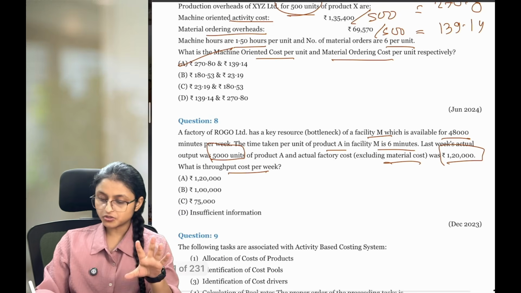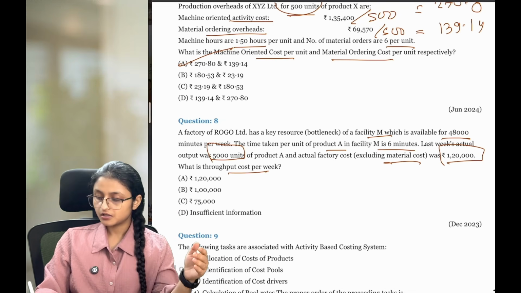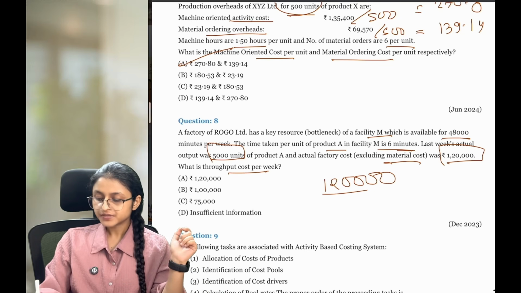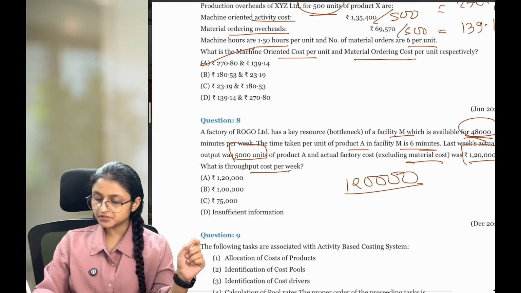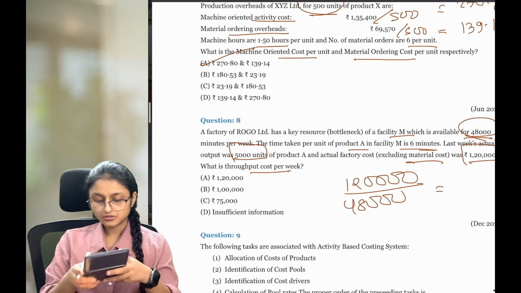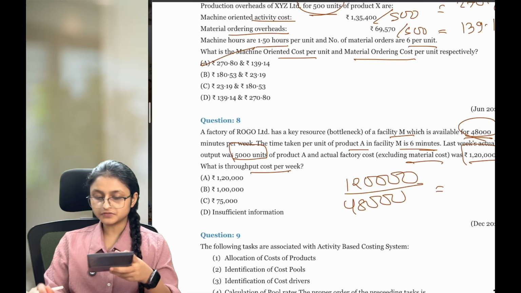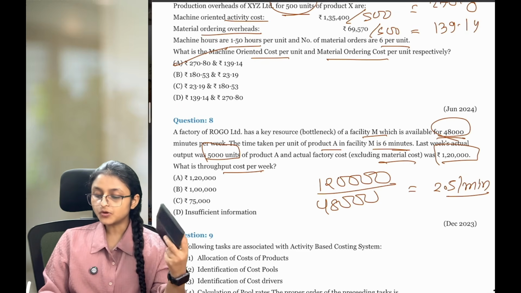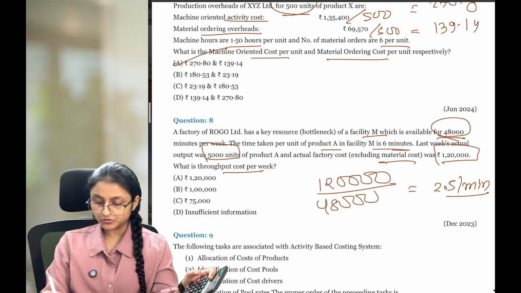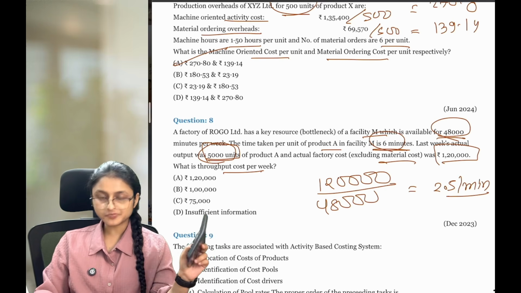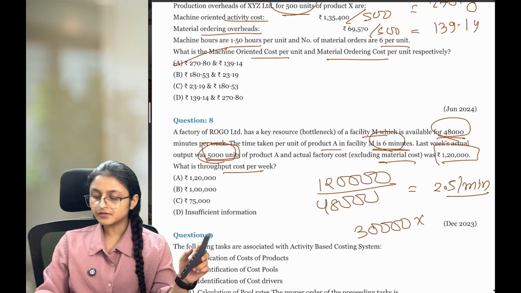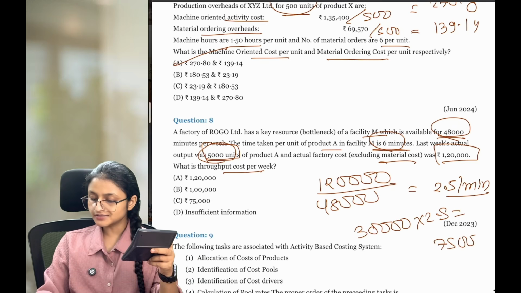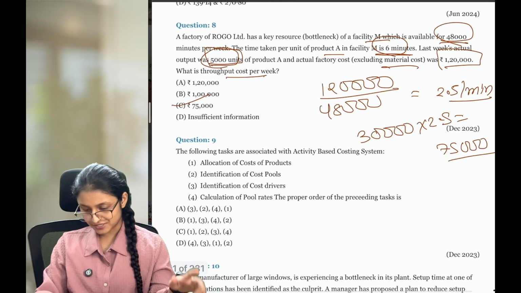For calculating throughput cost, first I need to know what is the cost per minute, because on the basis of minutes the things are given. So 1,20,000 is the total factory cost for 48,000 minutes. So 1,20,000 divided by 48,000 will give you 2.5 as the cost on a per minute basis. Okay? Now find out the minutes taken for the actual units produced. 5,000 units are produced at 6 minutes per unit. So a total of 30,000 minutes multiplied by 2.5 per minute will give you 75,000 as the cost. So throughput cost per week is 75,000 here.